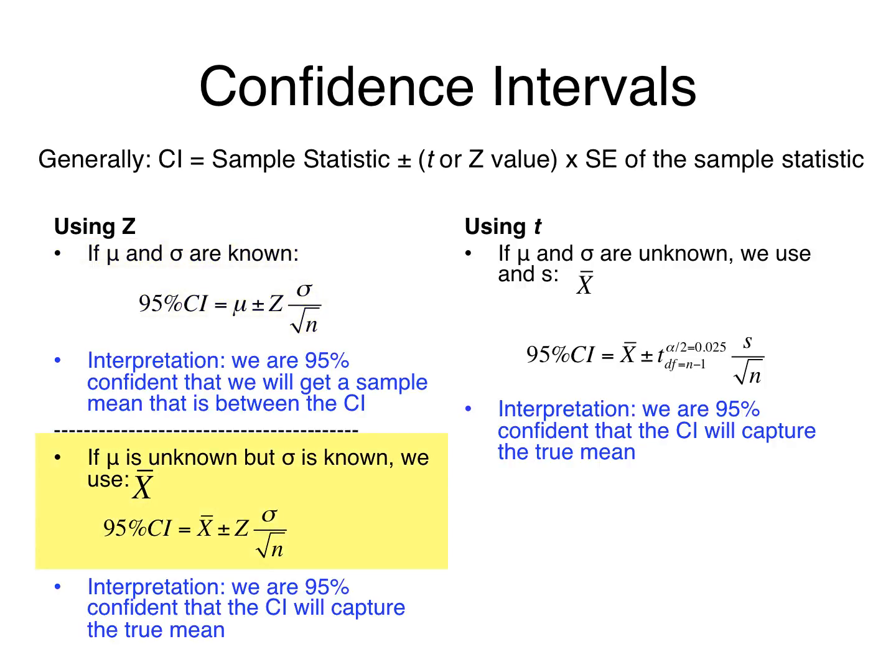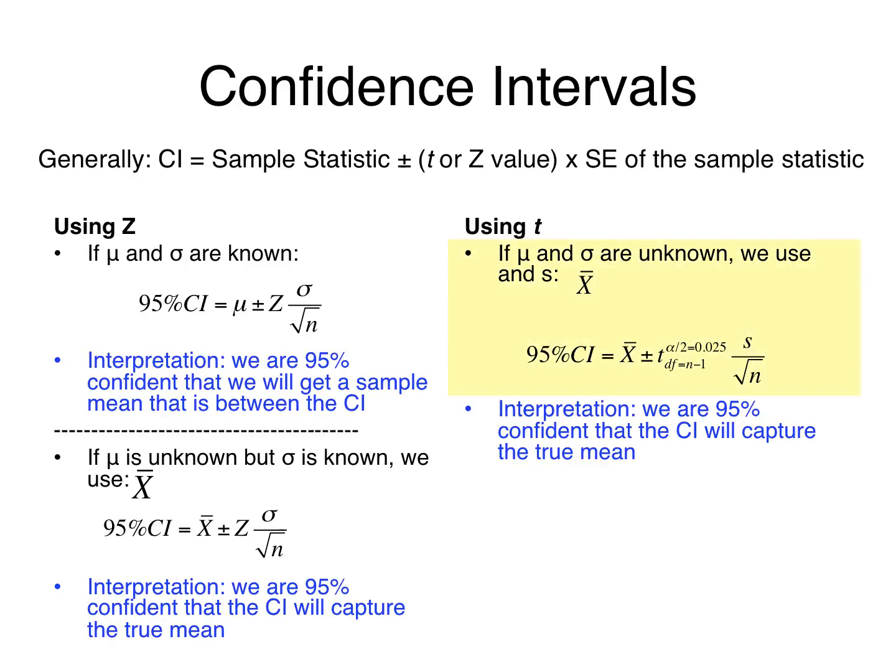If the mean is unknown, but the standard deviation is known, this is our formula. It uses the sample mean, a z-score, and the true standard deviation. This is a textbook case. It's extremely rare that you would know the true standard deviation and not the sample mean. But in this case, our interpretation would be we are 95% confident that the confidence interval will capture the true mean.